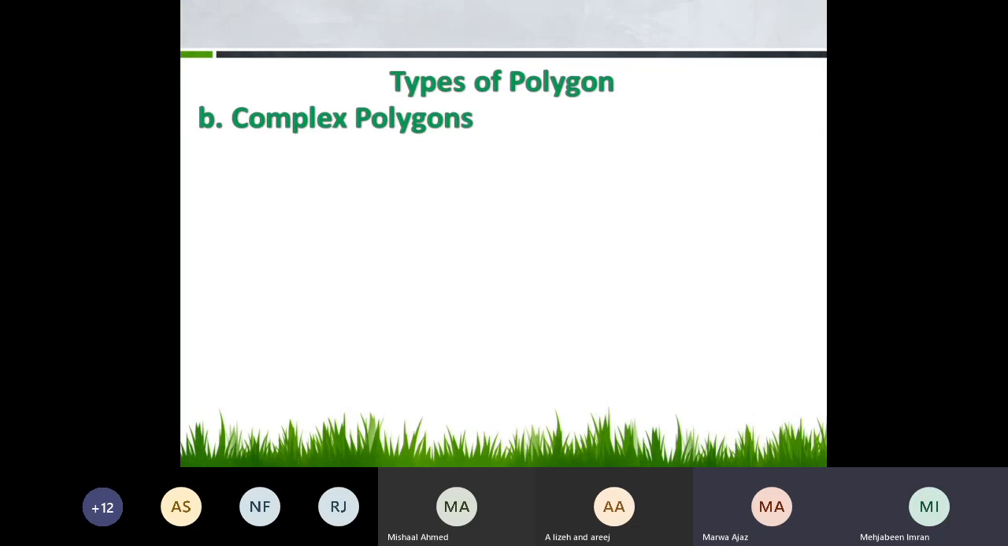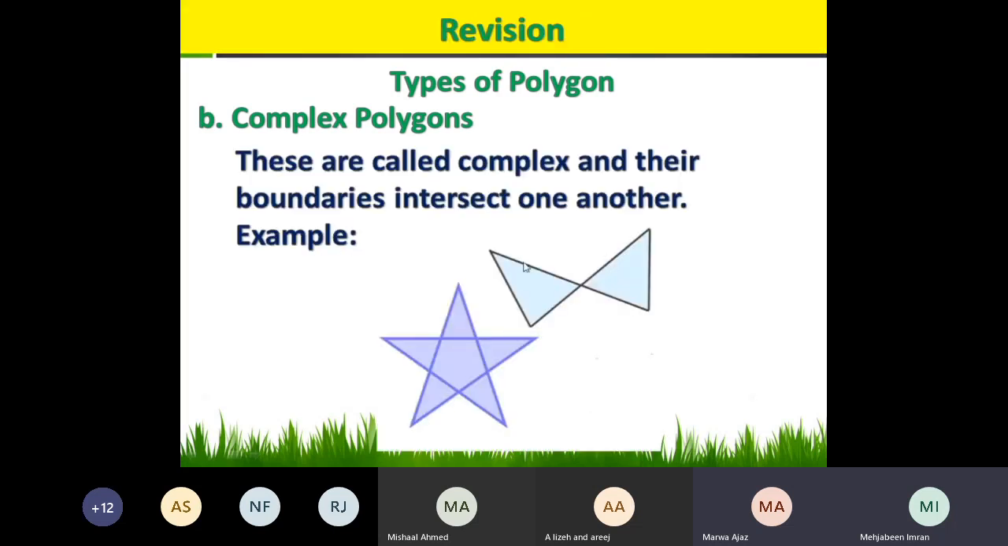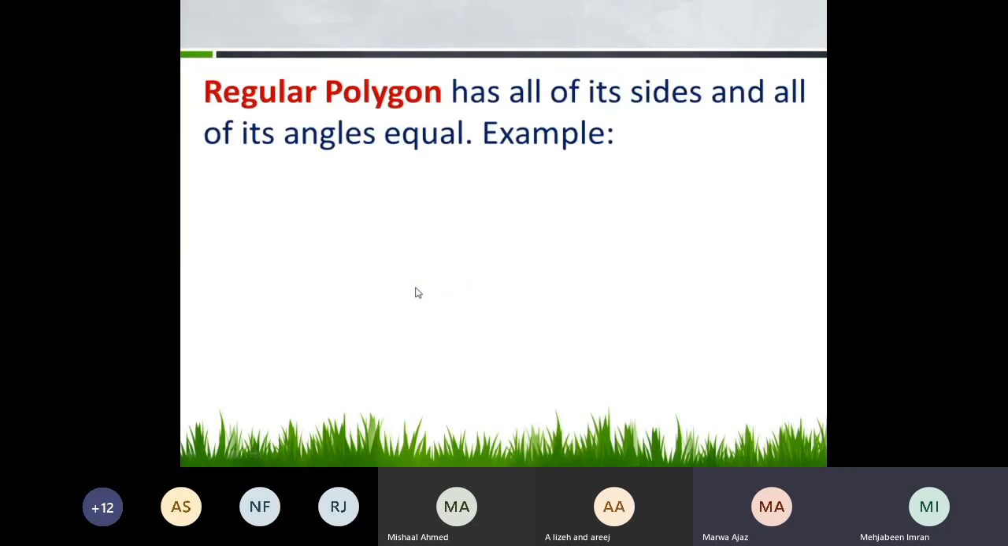Now, the second part I told you is a complex polygon. Here the straight sides of the polygon intersect each other. They cross each other, like this star and this shape. There are many more that you can make. The boundaries intersect each other.